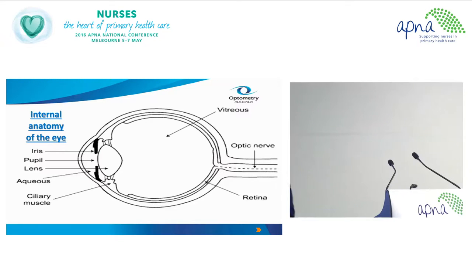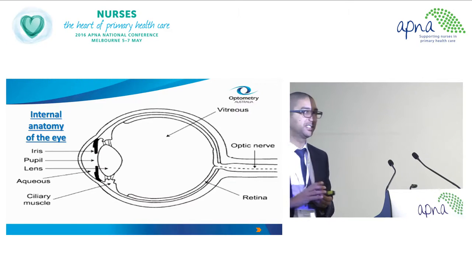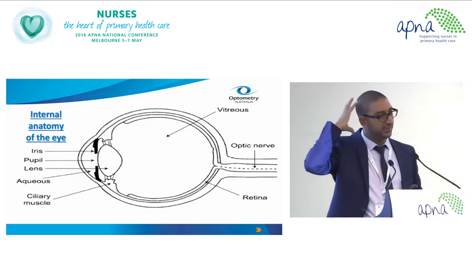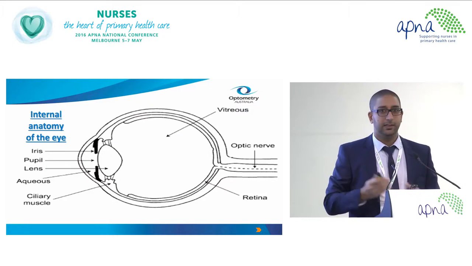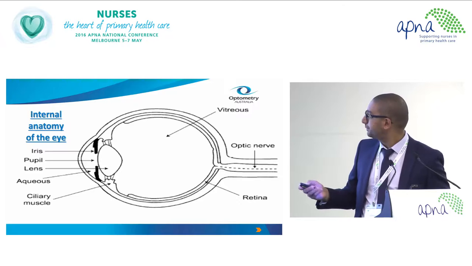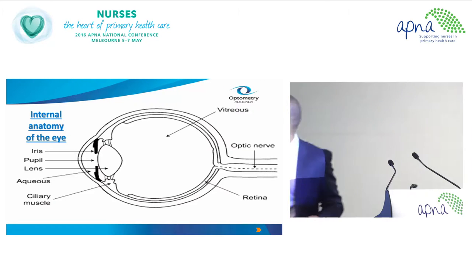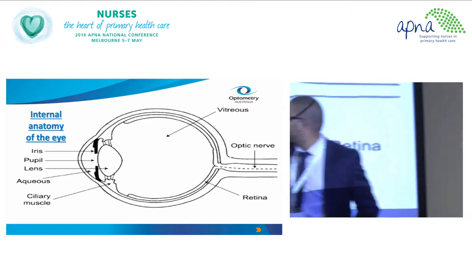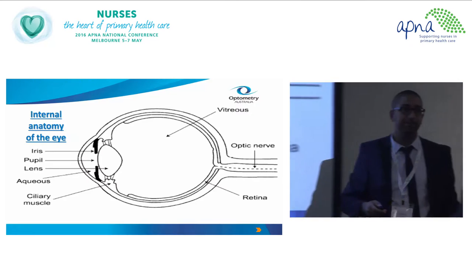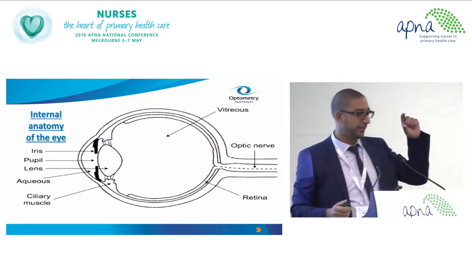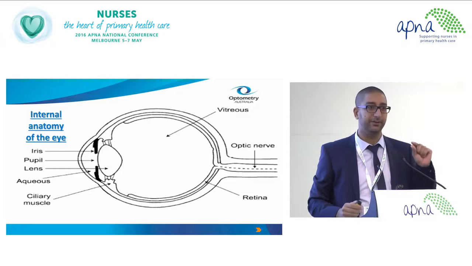That's your retina at the back of the eye, optic nerve which allows you to see, captures all the light, sends signals to the brain, back to the eye, and away you go. The retina starts from here and it goes all the way through the back of the eye. Okay, it's 10 layers thick, 10 layers worth of cells. It's about the thickness of glad wrap.